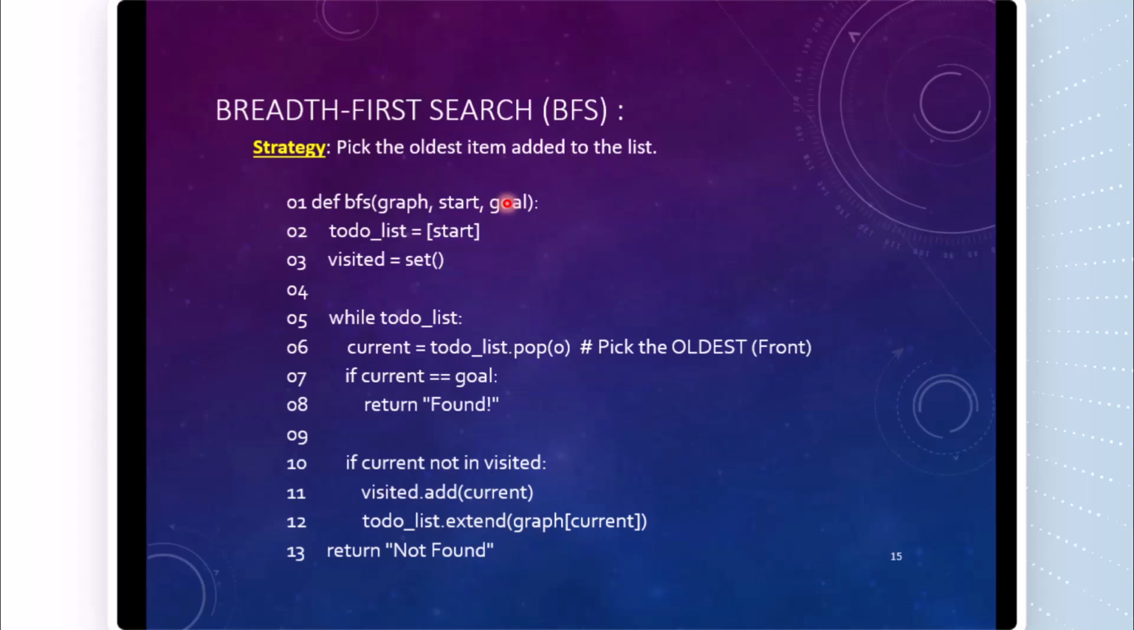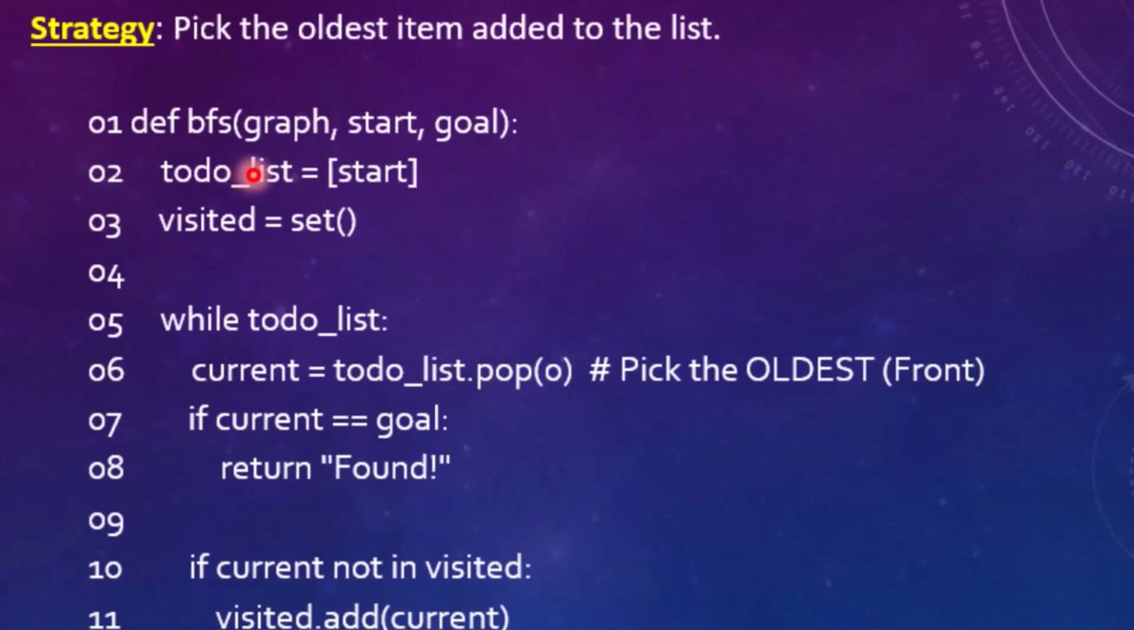So line 2, to-do list equals start. Now, a list called to-do list is created to keep track of the nodes that still need to be explored. It is initialized with the start node, meaning that the search begins there. So this is a list that keeps track of all the nodes to be explored, and we have to initialize it because we are starting from the start node.